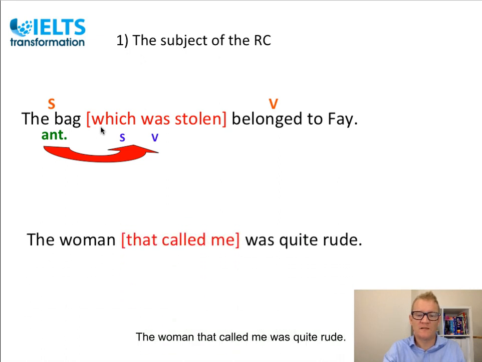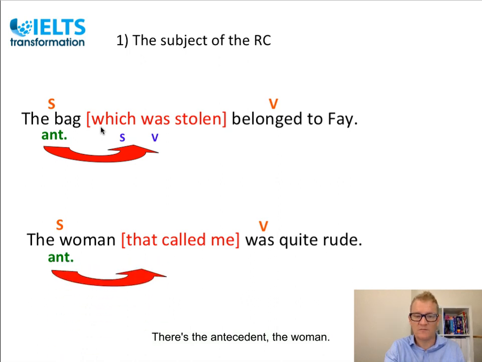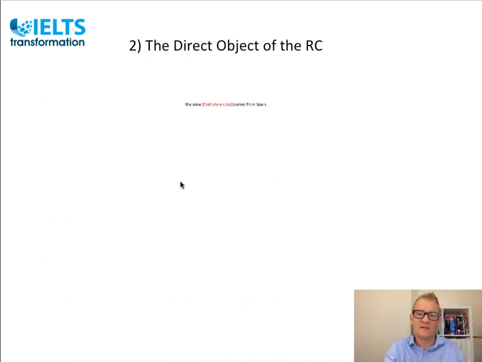The woman that called me was quite rude. The woman, subject. The woman was quite rude. Which woman? We need more information. There's the antecedent, the woman. That, subject, called, verb. And we've got the object, me. Okay? So the antecedent can be the subject. So the bag and which are the same.